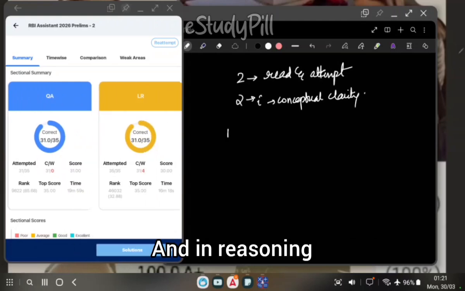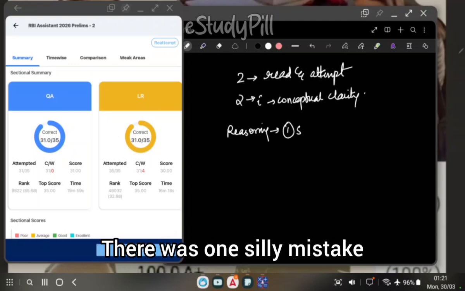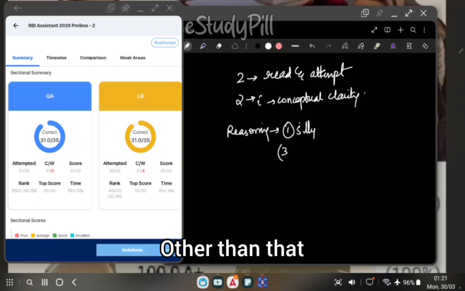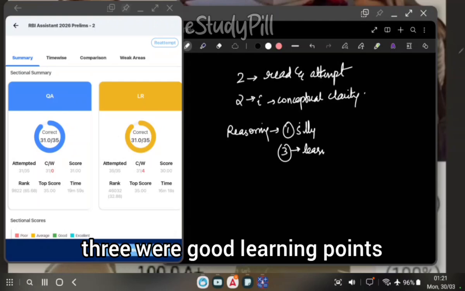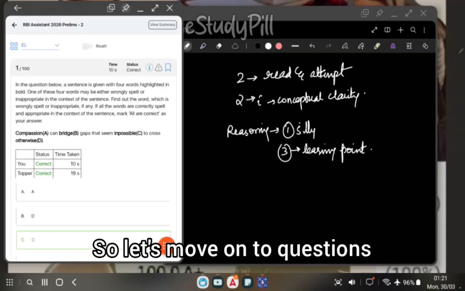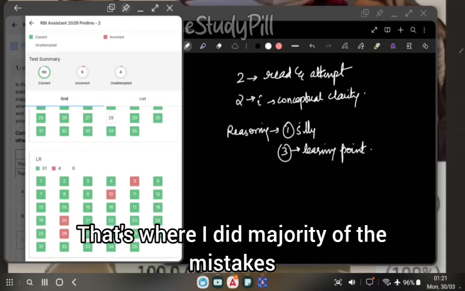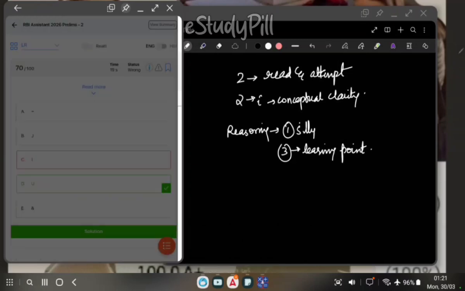And in reasoning, I learned a good amount of things. There was 1 silly mistake. Other than that, 3 were good learning points, which I will be sharing with you in this part of the video. So let's move on to questions. I'll start from reasoning because that's where I did the majority of the mistakes.